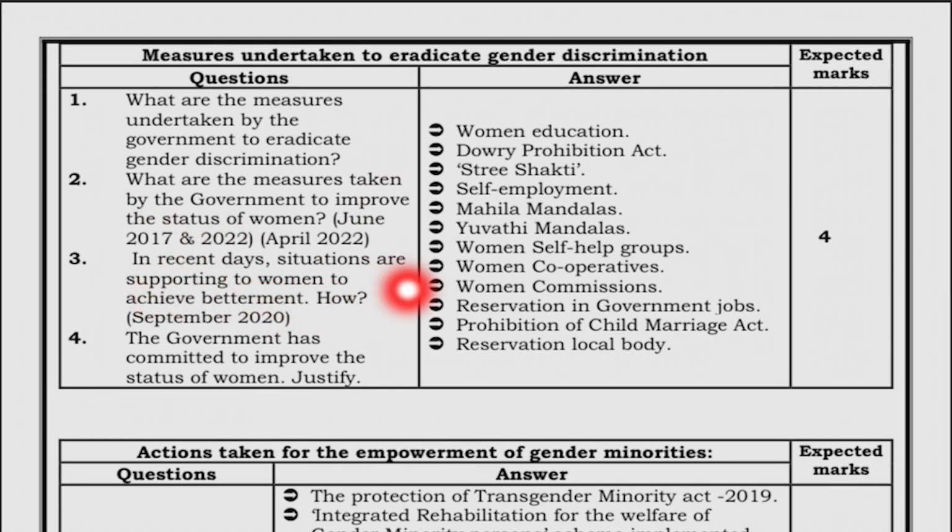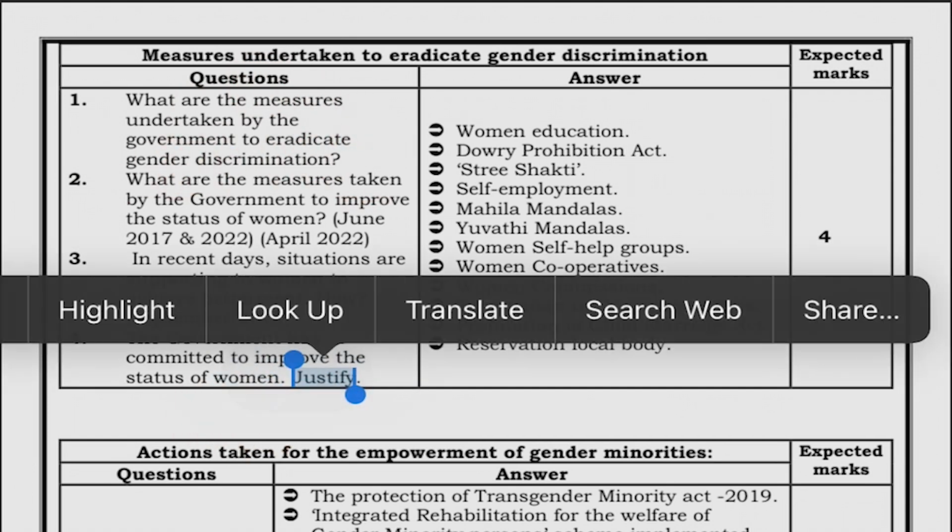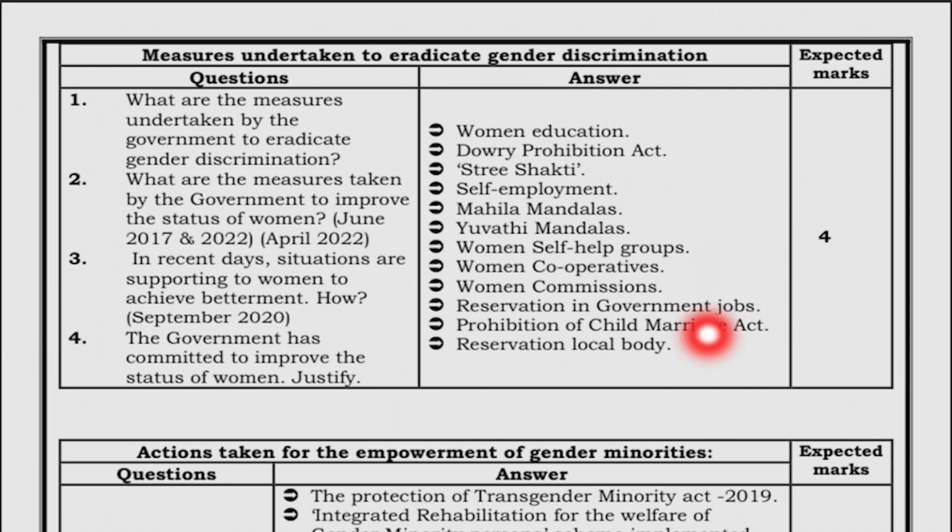In recent days, situations are supporting women to achieve betterment. How? It was asked in September 2020. The government has committed to improve the status of women. Justify your answer. The meaning of the question is one or the other same. The way the question will be presented is different, but you will involve these key points to present your answer.